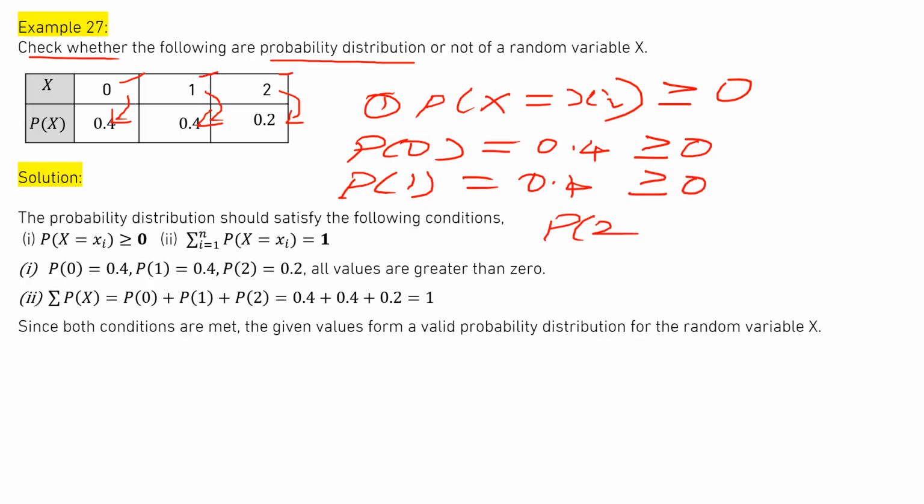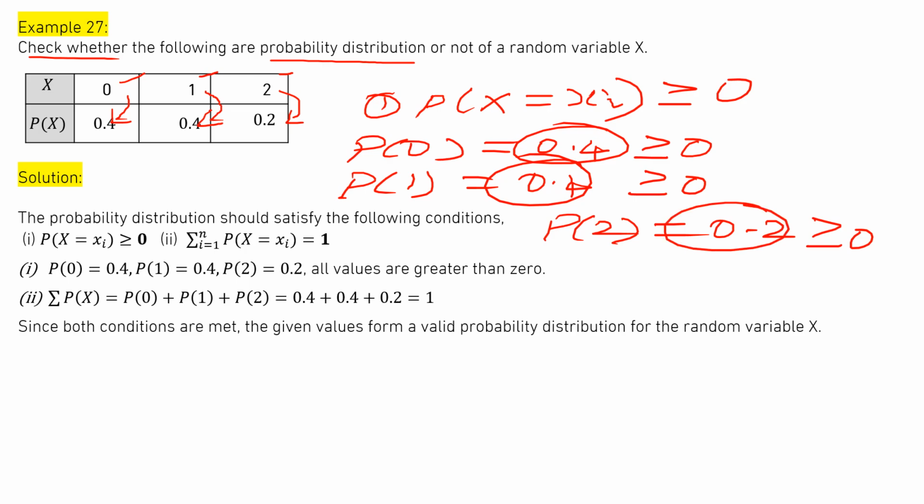My last value, probability of 2, P of 2, is equal to 0.2. That is also greater than or equal to 0. So all these values satisfy my first condition. What is my second condition?